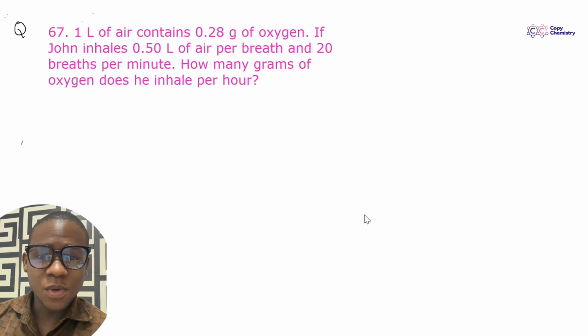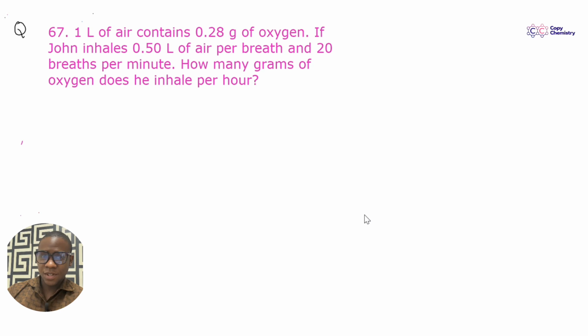Let's solve this question. 67 is still related to stoichiometry, so let's do it. 1 liter of air contains 0.28 grams of oxygen. If John inhales 0.50 liter of air per breath and 20 breaths per minute, how many grams of oxygen does he inhale per hour? Whenever you see this kind of question, you can solve it with me.